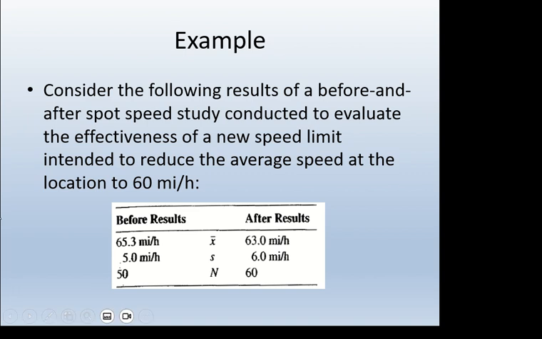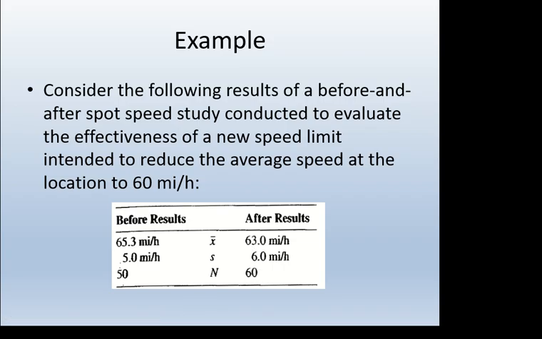Before and after data is given, mean is given, standard deviation is given, number of samples are given. They want to see if they impose a new speed limit on the road, whether the new speed limit achieved the required change or not. What change are they looking for? They are looking for a value of 60. Now, if anybody looks at the data, this is 65.3. This is 63, without any calculation.